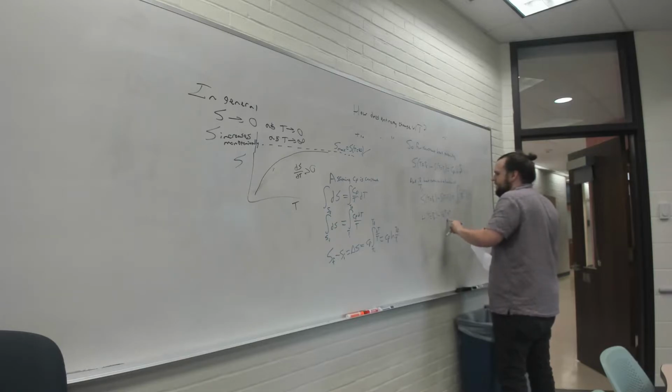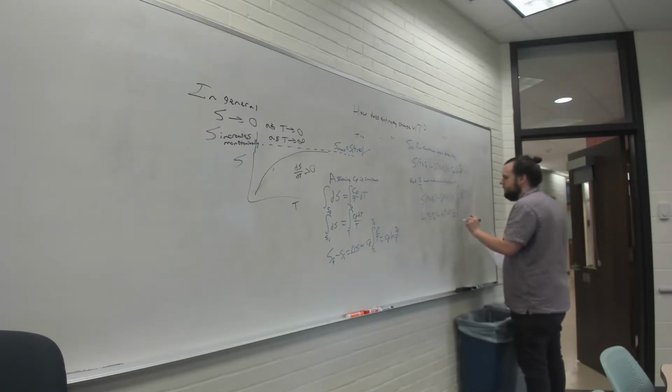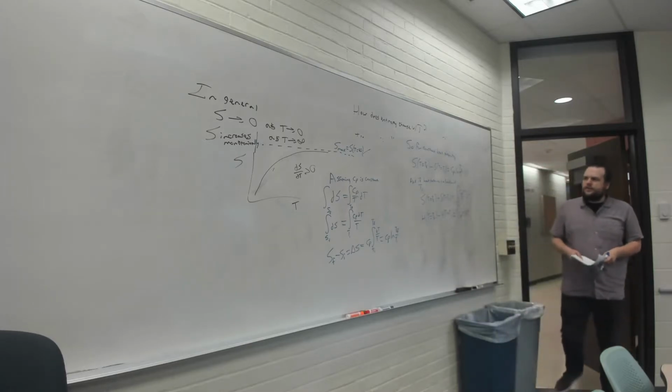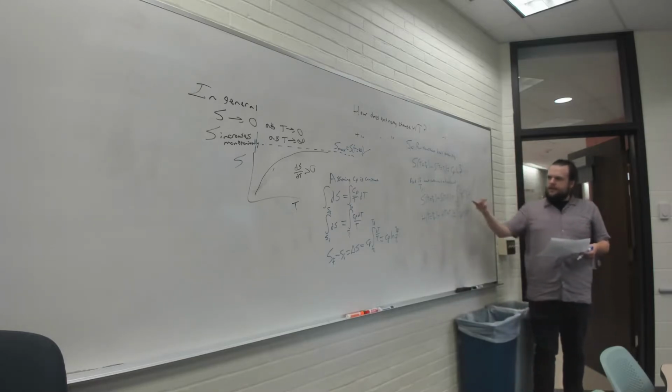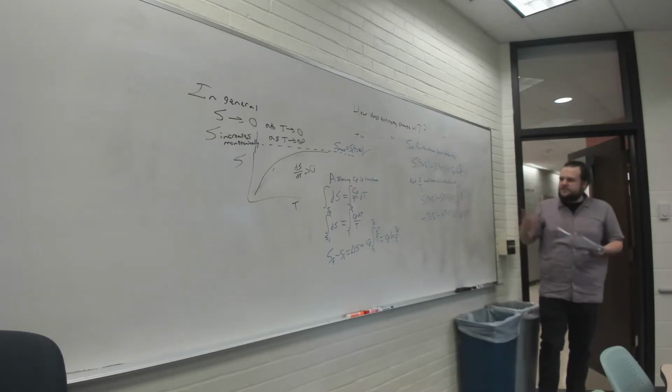Well, not exactly the same, but it has the same formalism. This is just Cp of T dT. So the only difference between measuring the change in enthalpy between two temperatures and the entropy is just taking 1 over T, right? And that's just the second law.